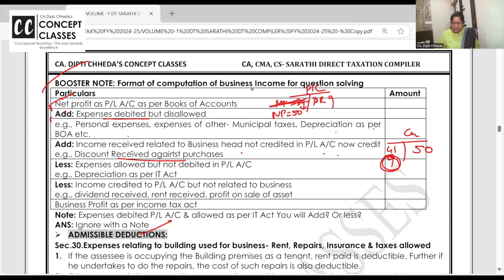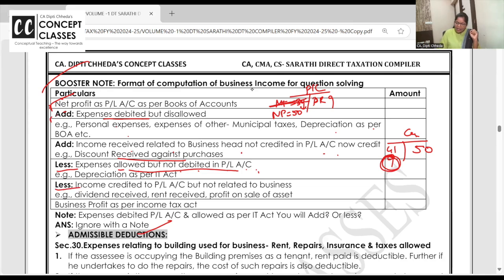Okay, right. Now, expenses allowed, but you have not debited. Scientific research, revenue, capital expenditure is allowed. 35(8) specified business, it's allowed, but you didn't debit. So now you debit. If you debit now, the profit will come down. So less. Expenses allowed, but not debited in the P&L account. Okay? So, if you debit, what will happen? Less. Are you all with me?